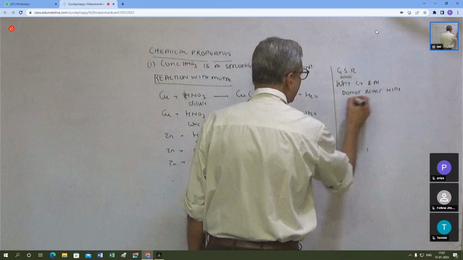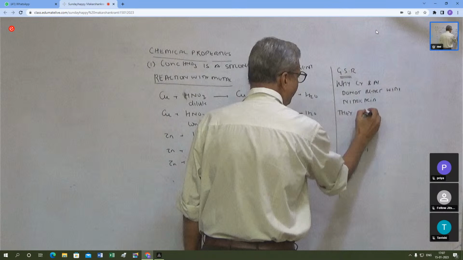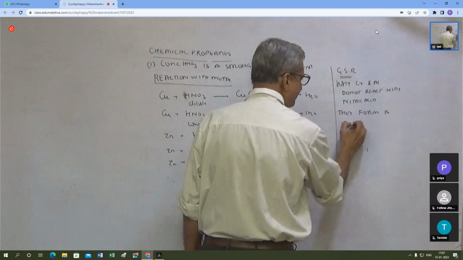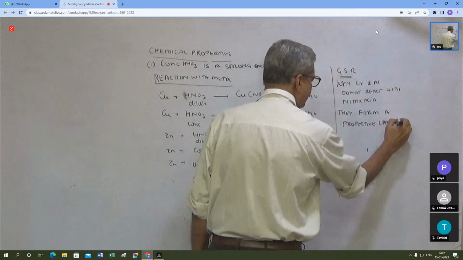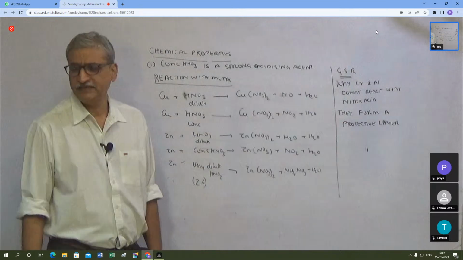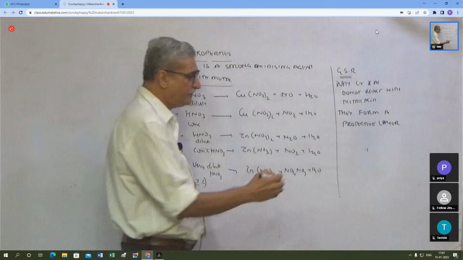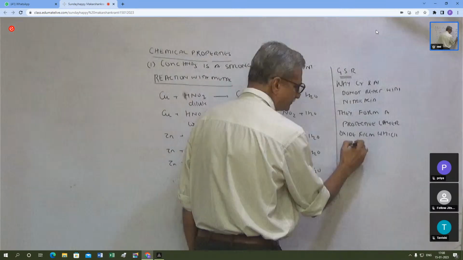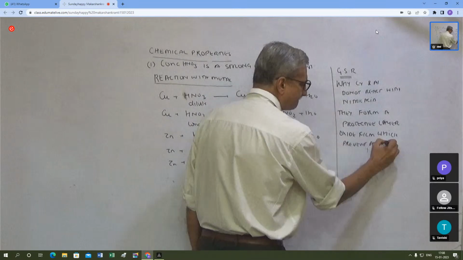See what happens is they form a protective layer. They form a protective layer of oxide film, which prevents attack of nitric acid. So this can be a 12th standard question. Clear?